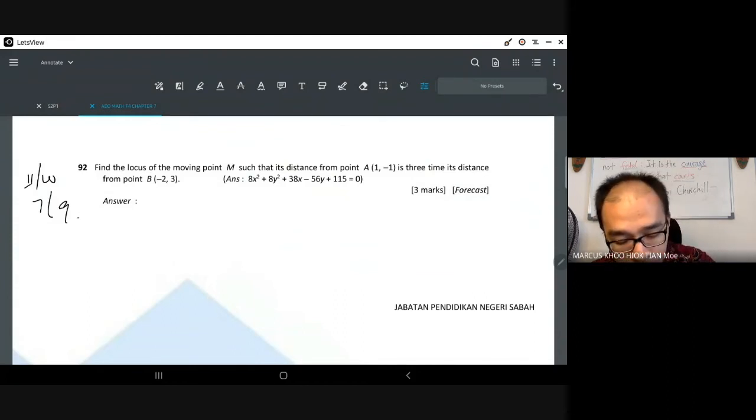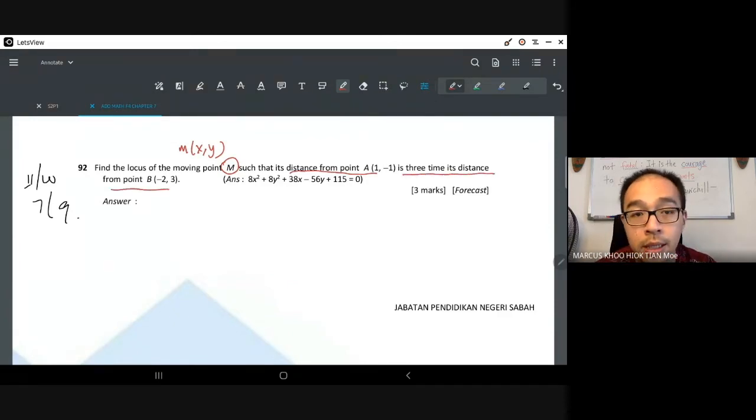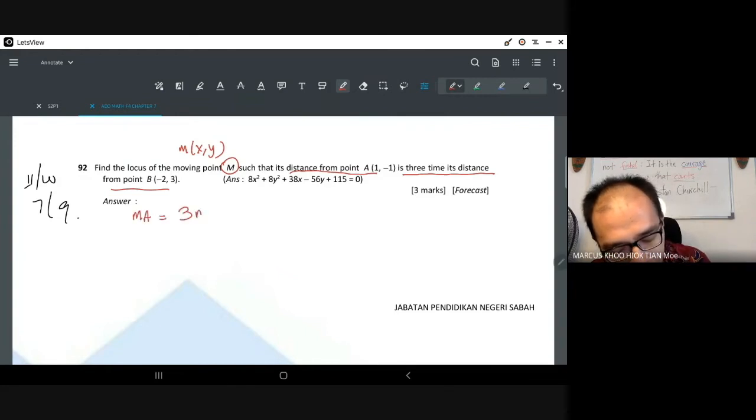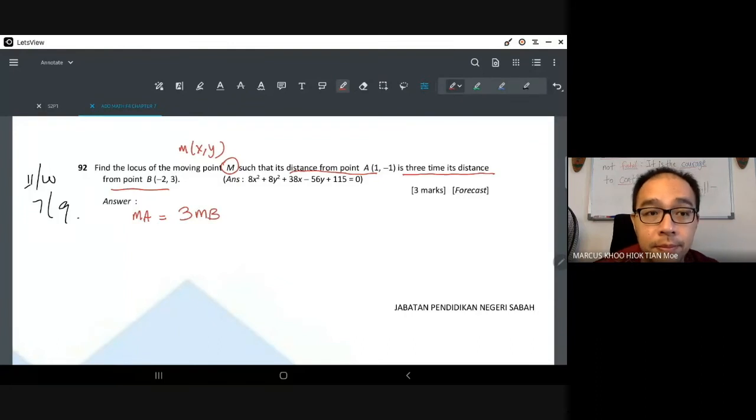Okay, tapi saya mau highlight juga. Now, locus of the point moving M, or moving point M. So M adalah locus. Okay, X dan Y. Tapi dia cakap, the distance from point A is 3 times the distance from point B. Jarak dari titik A adalah 3 kali jarak dari titik B. What this means is, MA is 3 kali jarak MB. Begini. Okay, that's what this sentence means. Okay? 3 times the distance of MB. So MA equals to 3MB.